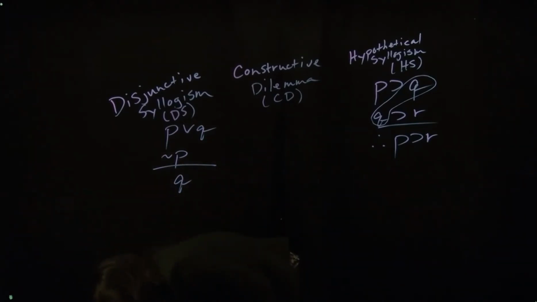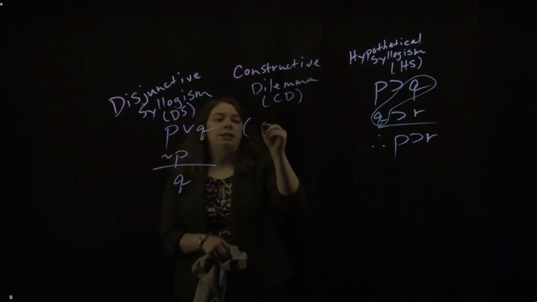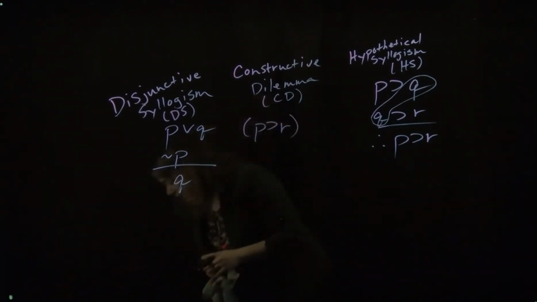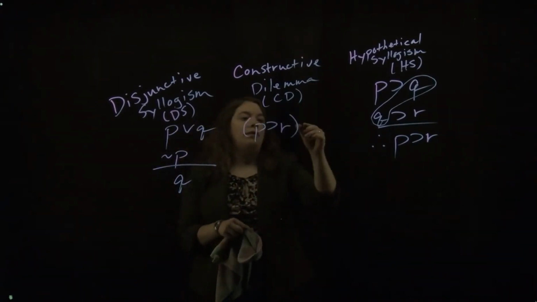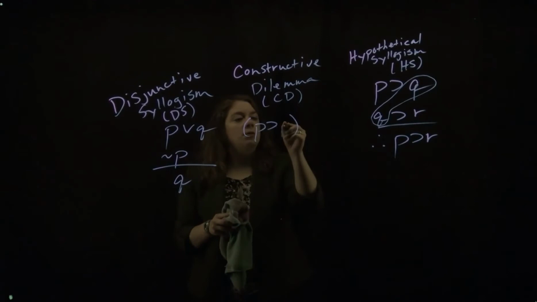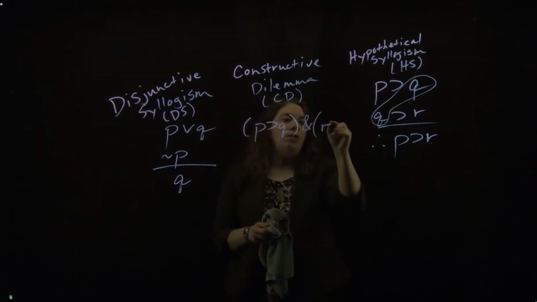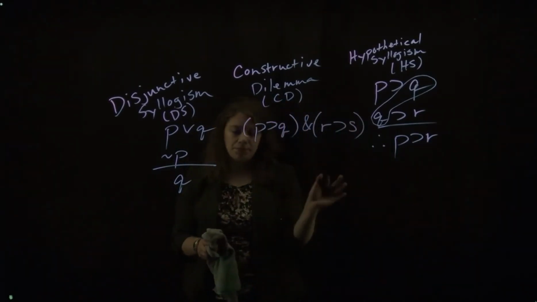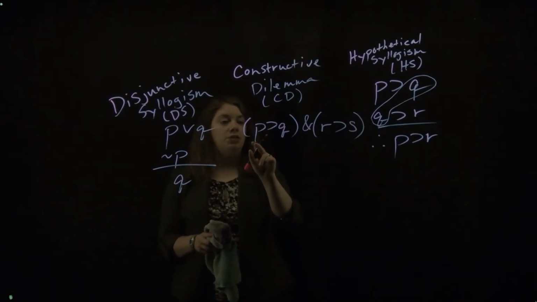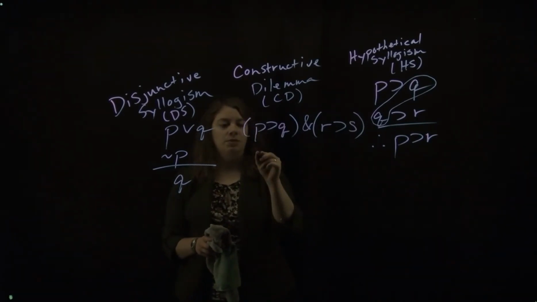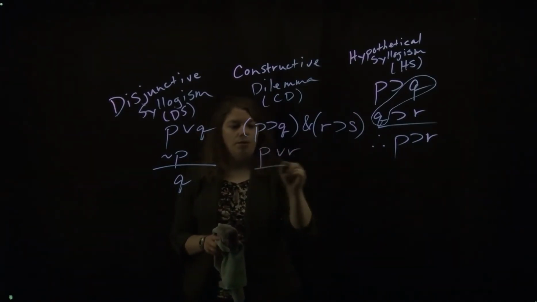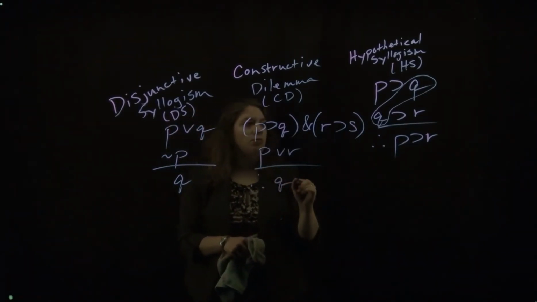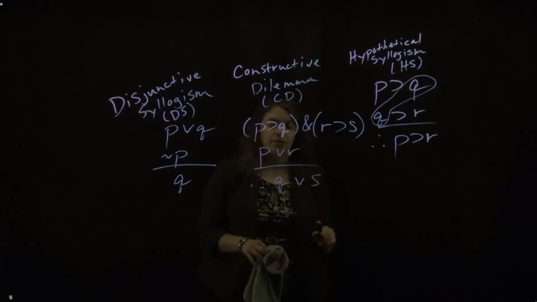So you're going to have here basically P, horseshoe Q, and R, horseshoe S. Okay? That's your first premise. Second premise is going to be the disjunction of the two antecedents in the first premise. So in this case, it's going to be P or R. Okay? And then the conclusion of all of it is going to be Q or S.